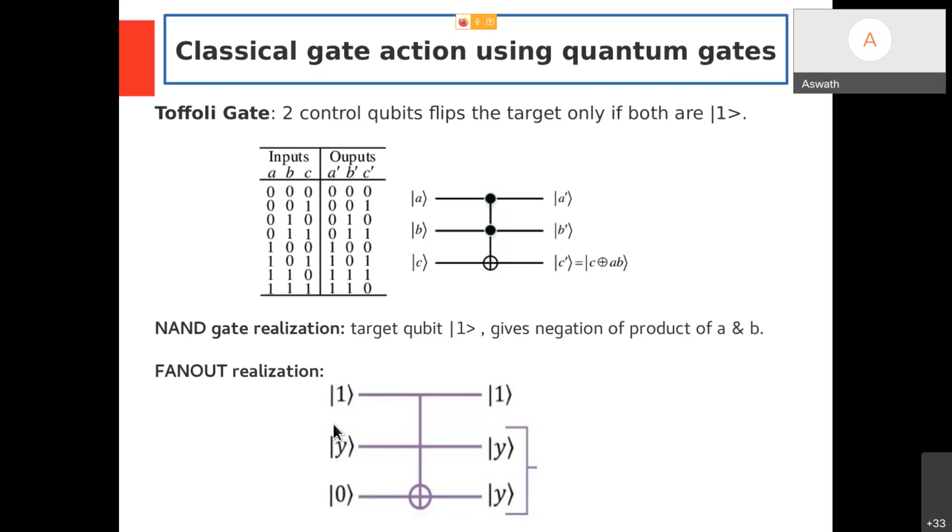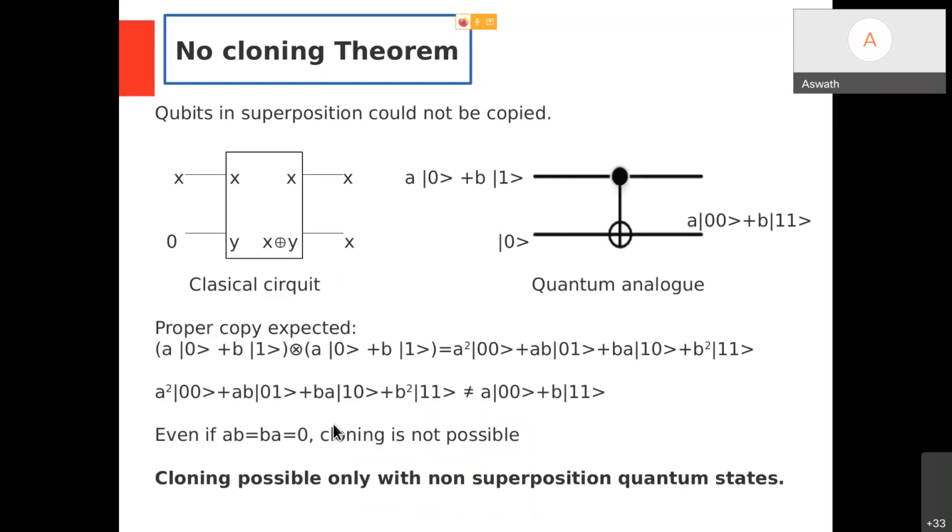Okay, so let's get back to cloning. This is how cloning is not possible in quantum states. Like I said, if I have a classical version of the cloning, where the input is a purely classical state, I can nicely copy to a zero state here. Okay, but in quantum computing it is not possible. Let's say it is possible. Okay, we will do a proof by contradiction, right?